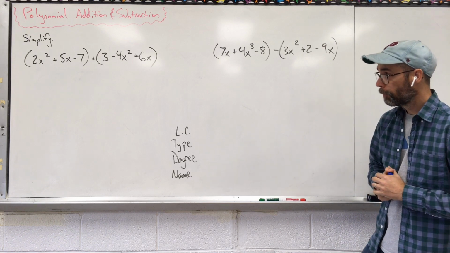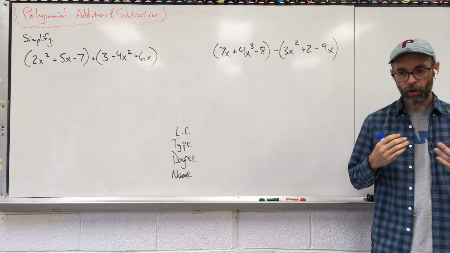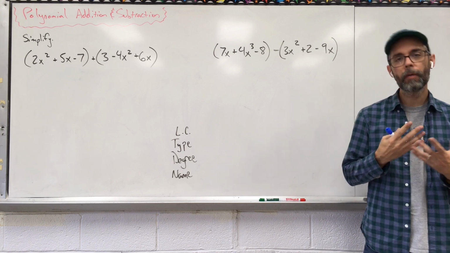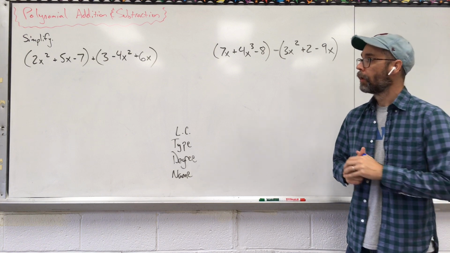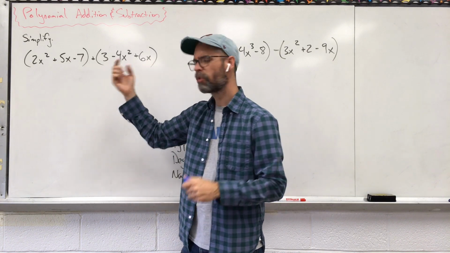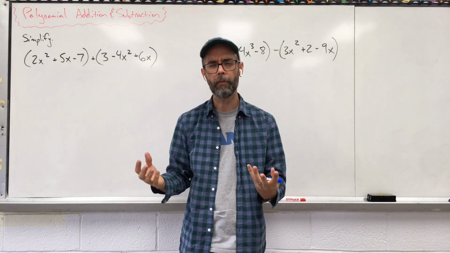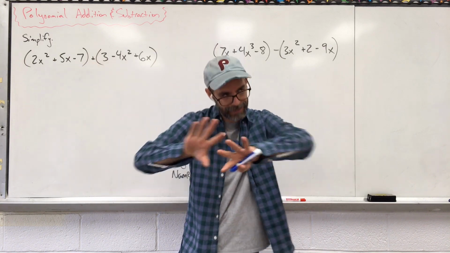We're going to look at polynomial addition and subtraction today. When we add and subtract, our goal is to just combine like terms, like pieces. Starting with this first problem, I have a parenthesis. Usually when we see two parentheses, we want to distribute. That's not the case here, because between them is that plus sign separating things.